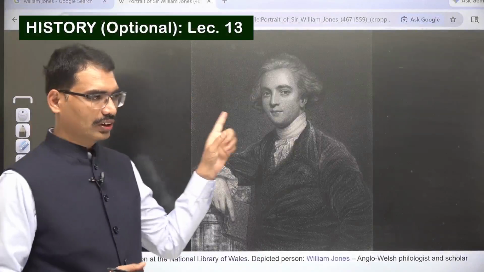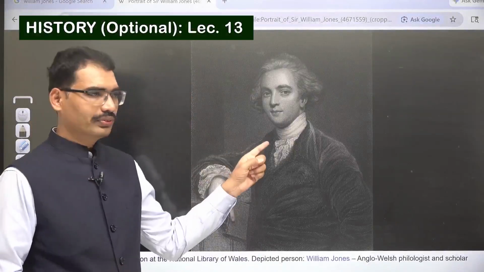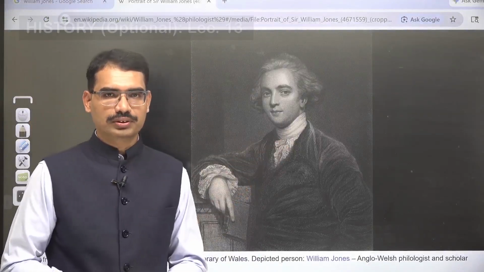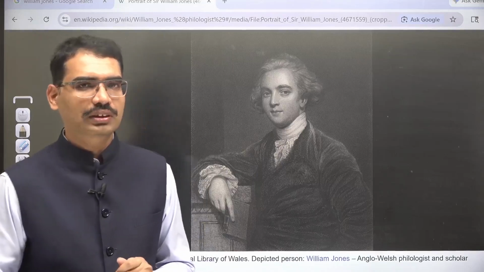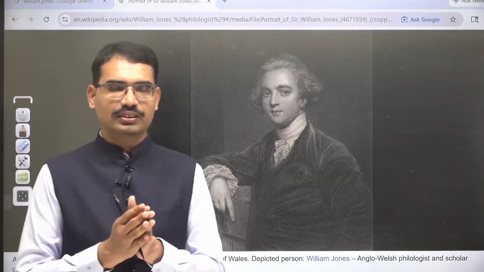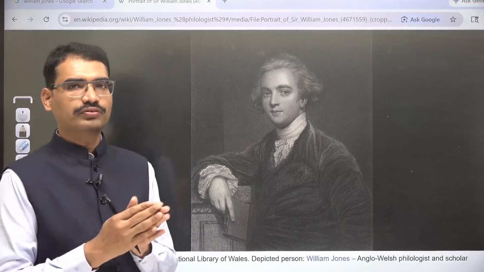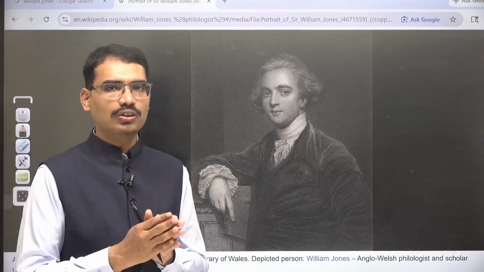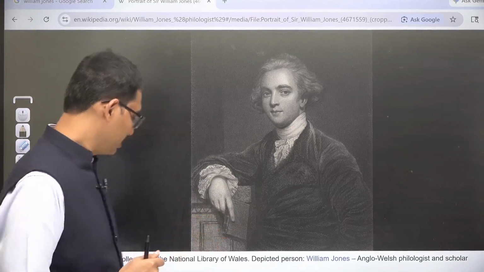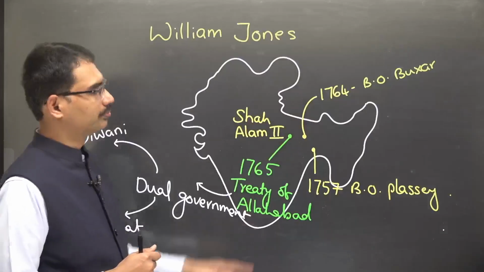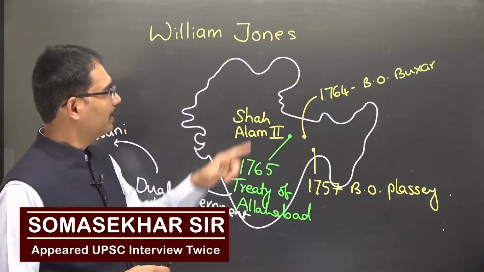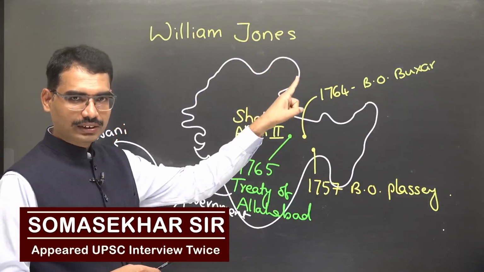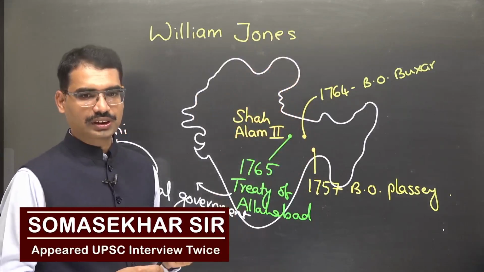As part of the historiography series, in this video we will understand William Jones. William Jones is an important figure in establishing or founding what is going to be called Orientalism. When he came to India in the 1780s, this was the situation.